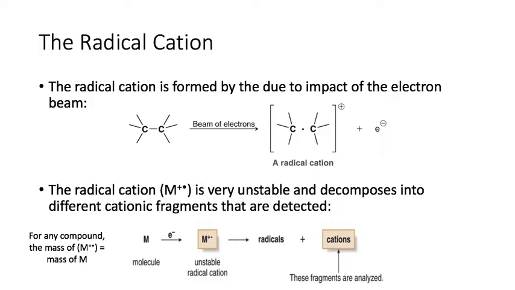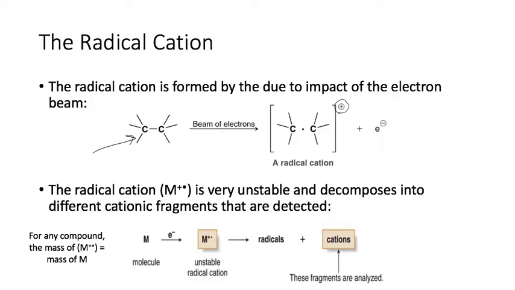So let's talk a little bit about that radical cation that is formed, since this is what we're detecting, and this is what is causing the fragmentation. The radical cation is formed by the impact of the electron beam. So you have your sample, whatever it may be, here on your left, the electrons are high energy, and because this beam of electrons causes an electron to be ejected, I'm left with a radical, meaning one electron, and then it's also a cation because I now have a positive charge.